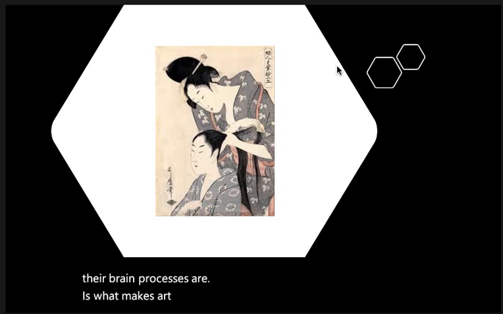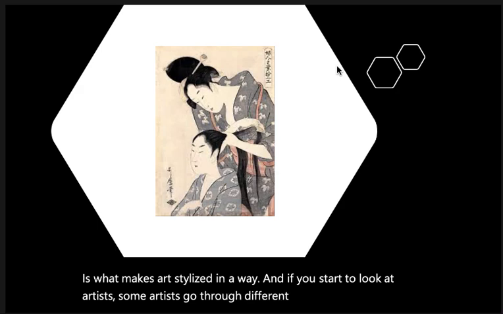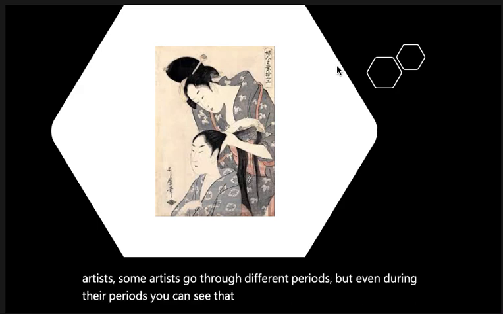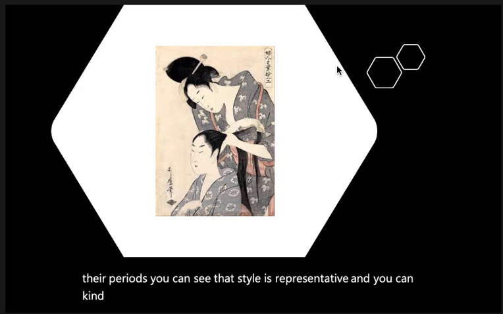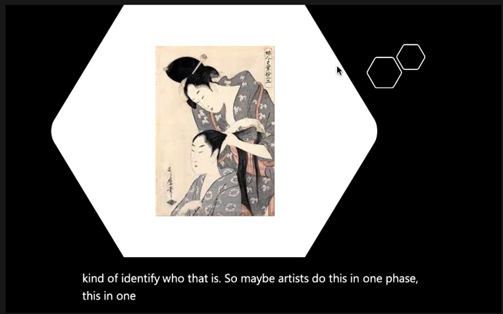And if you start to look at artists, some artists go through different periods, but even during their periods, you can see that style is representative, and you can kind of identify who that is. So maybe artists do this in one phase, this in one phase, and this in another, or maybe their art is very similar.